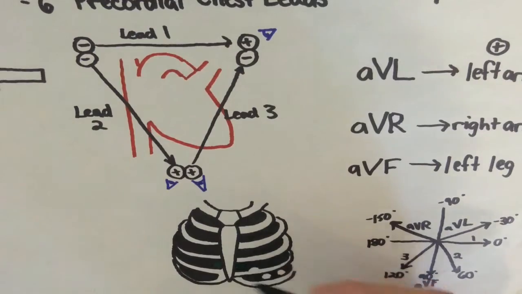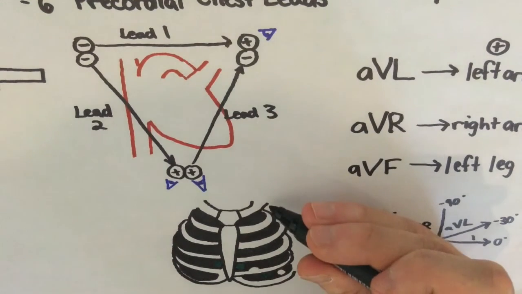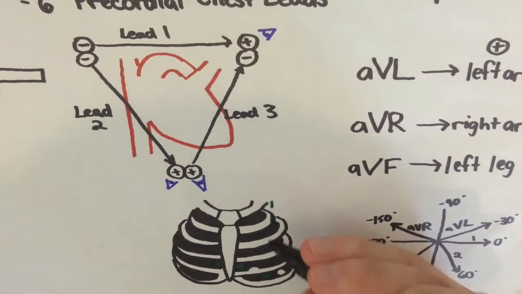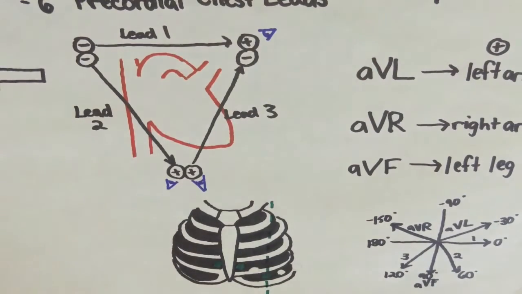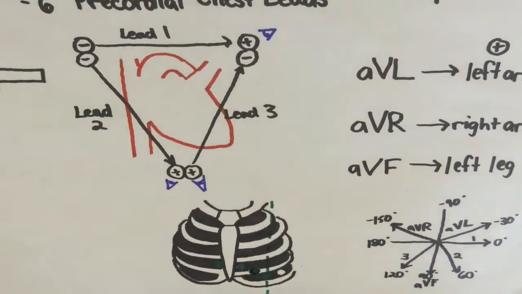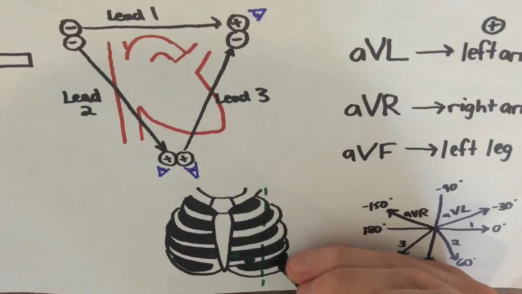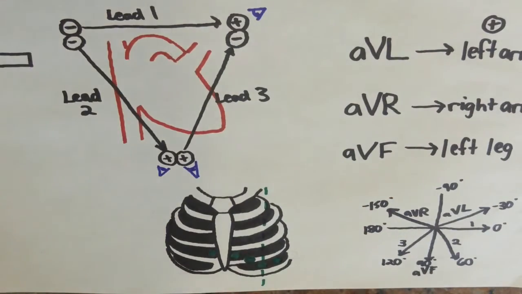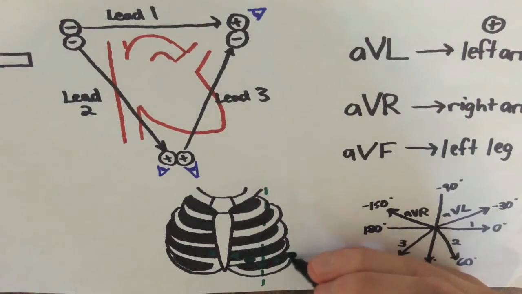V4 is placed in the fifth intercostal space at the mid-clavicular line. V3 is placed between V2 and 4. V5 is horizontal to V4 at the anterior axillary line, and finally V6 also at the fifth intercostal level, but at the mid-axillary line.